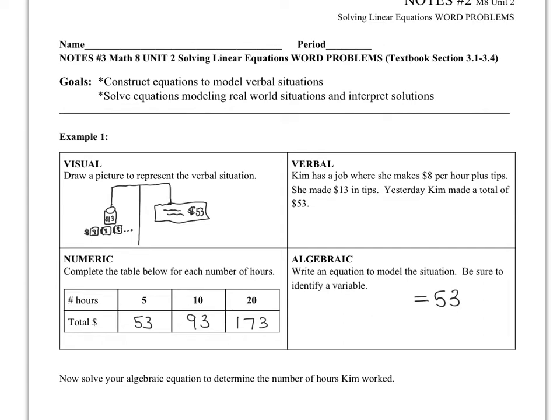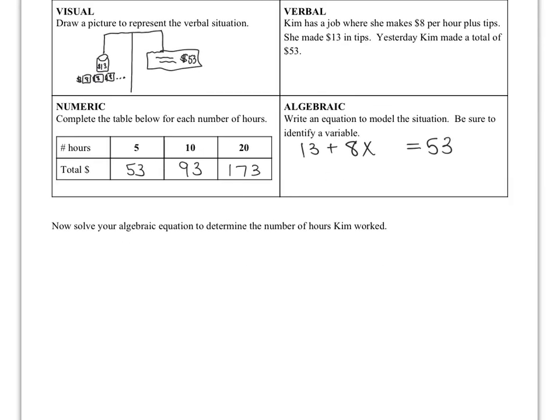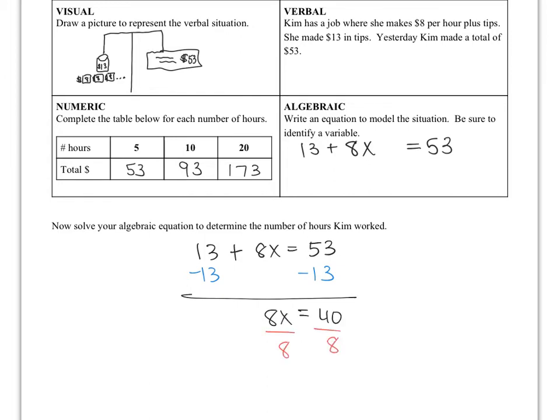And so to do this, I'm doing 13 for my tips plus $8 per hour. And so that's going to be my algebraic equation. Now I'm going to solve my algebraic equation, which hopefully I get 5 for my answer, but we'll see, to see if that's the number of hours that she worked. So I've got my algebraic equation, 13 plus 8x equals 53. I would use reverse PEMDAS to get x isolated, so I would first subtract 13 from both sides, bring down my equal sign, 8x equals 40. Then I would get 8 to 1 by dividing both sides by 8, and I do in fact get 5.